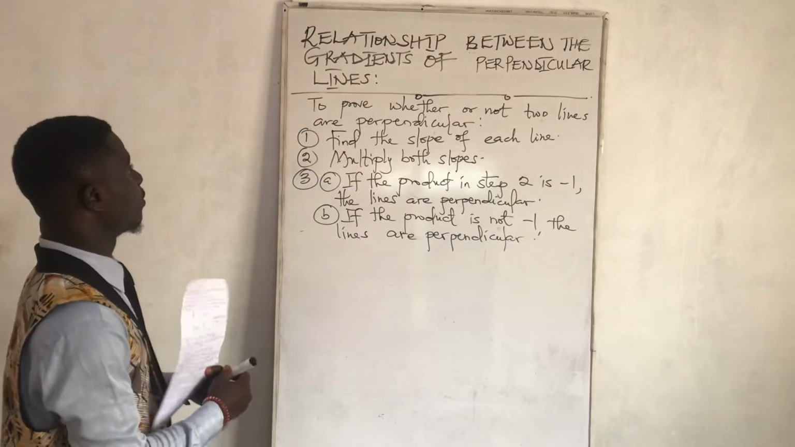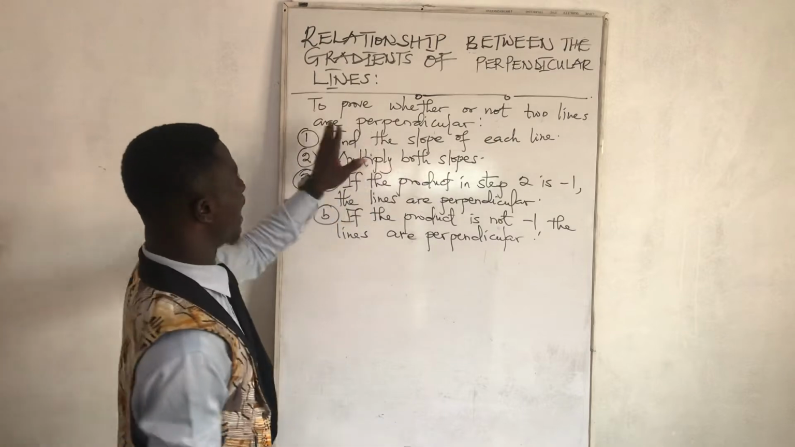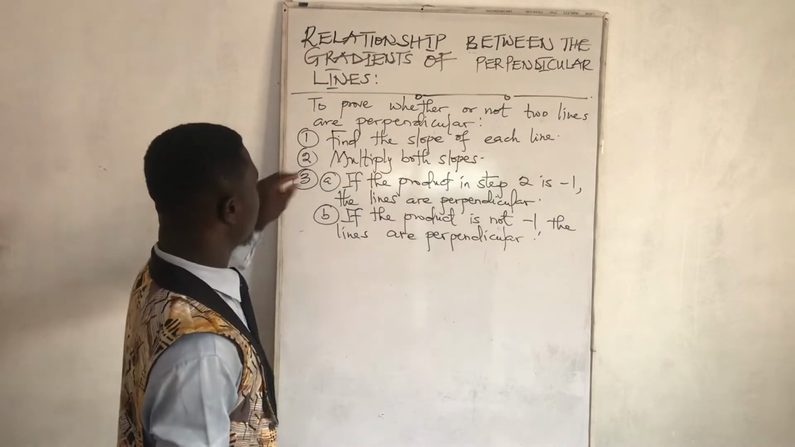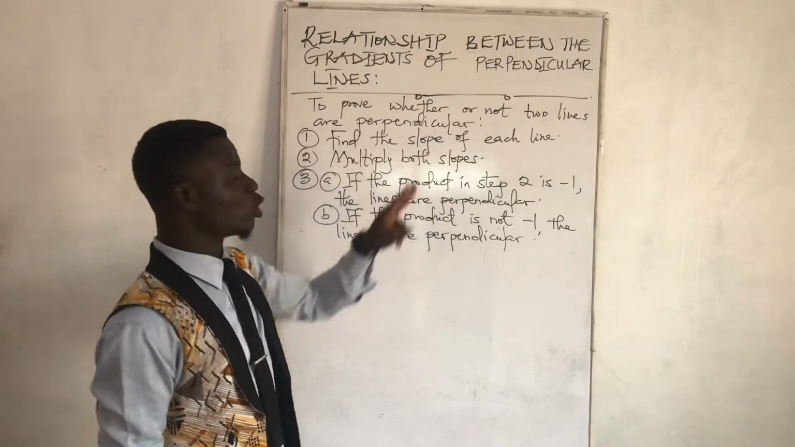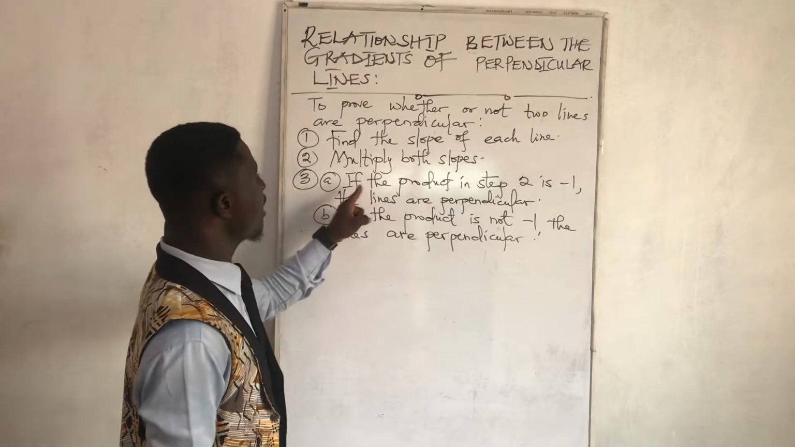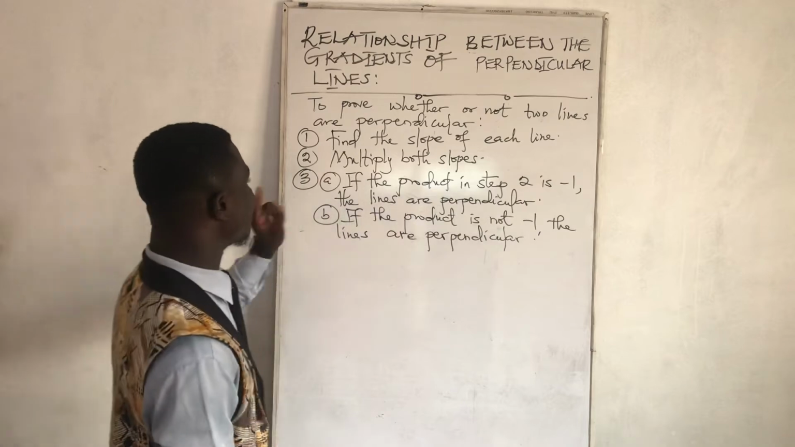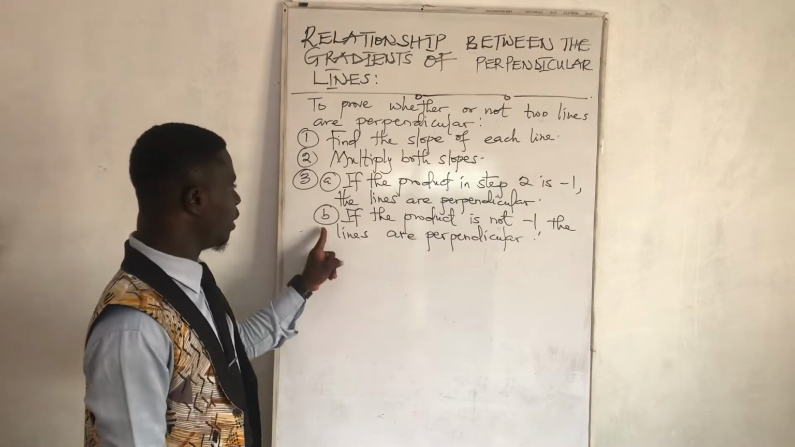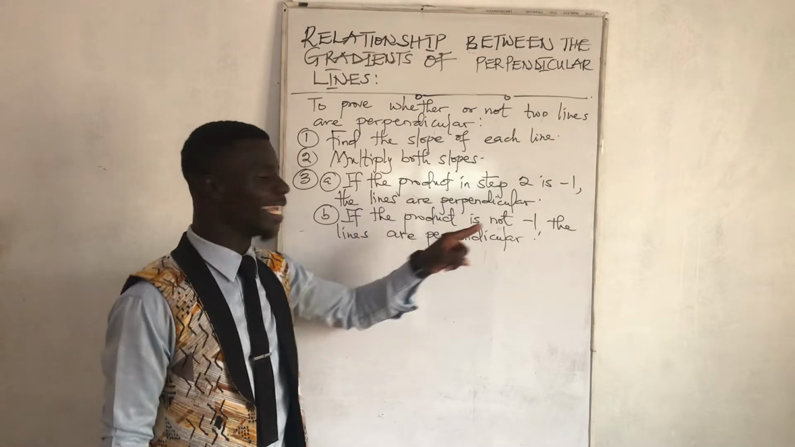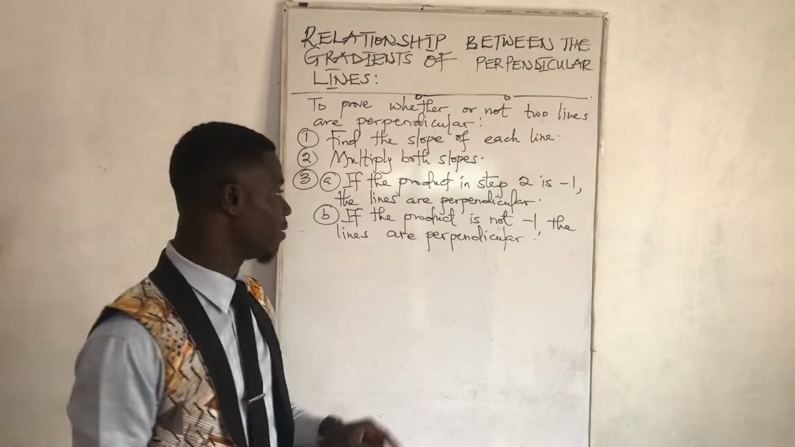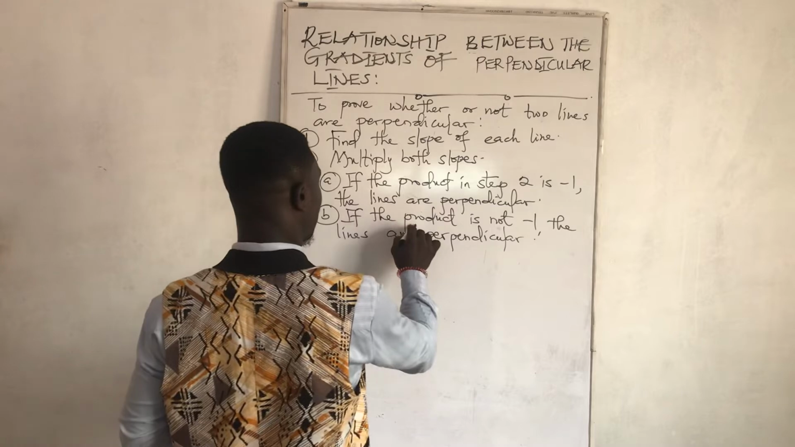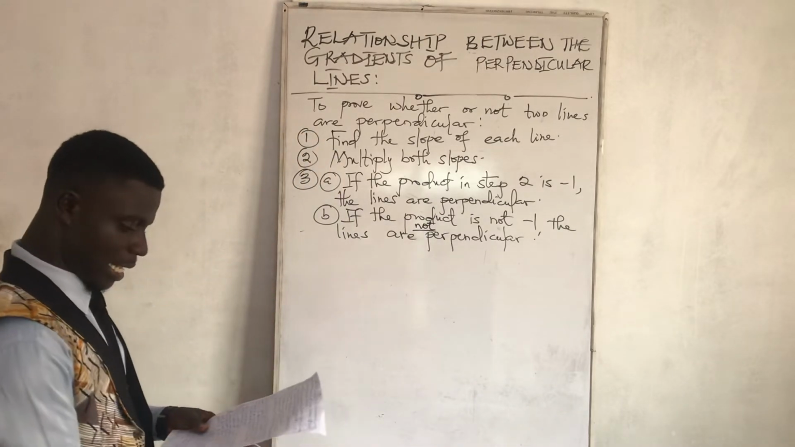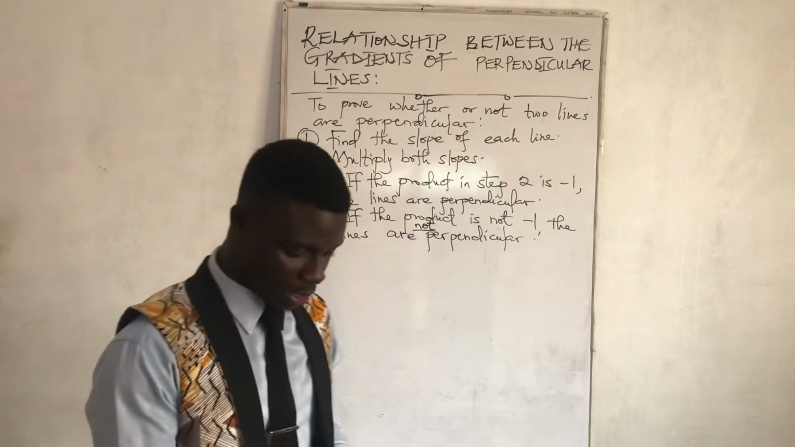So to prove whether or not two lines are perpendicular: 1, find the slope of each line. 2, multiply both slopes. 3a, if the product in step 2 is -1, the lines are perpendicular. 3b, if the product is not -1, the lines are not perpendicular.